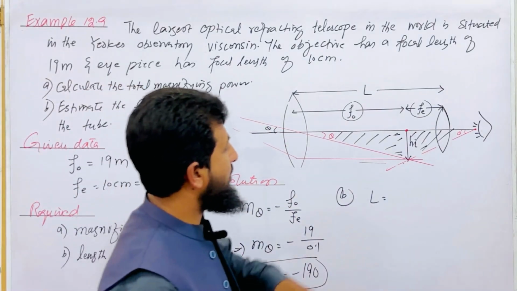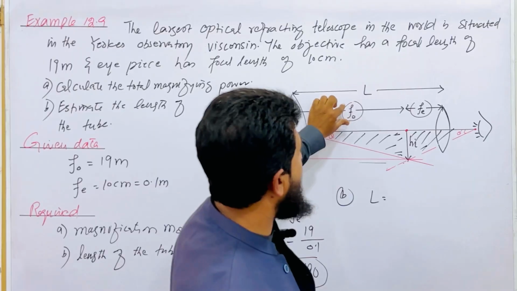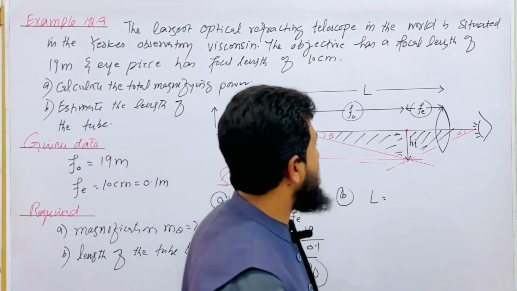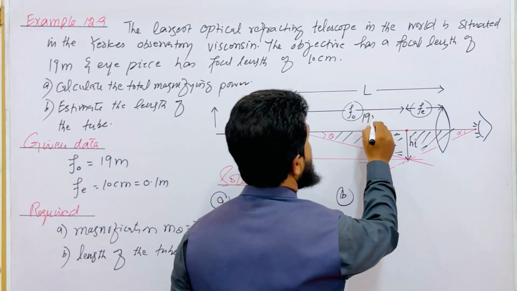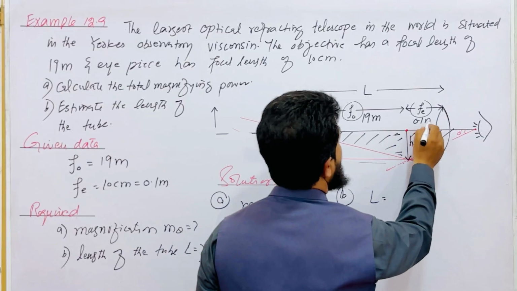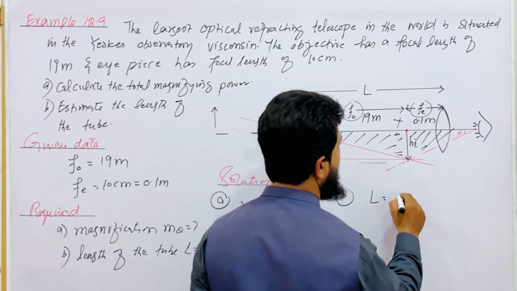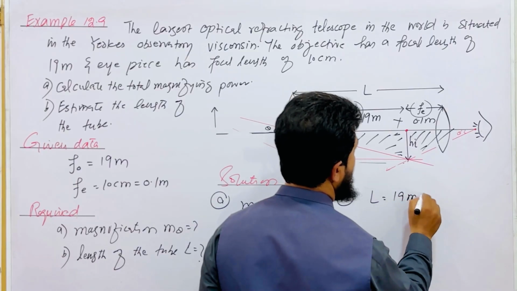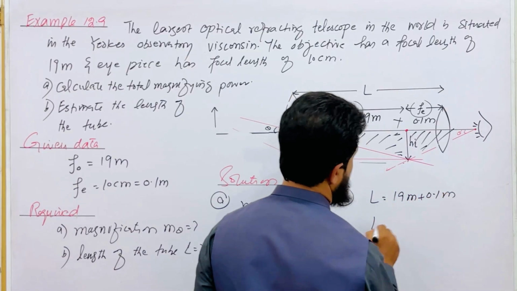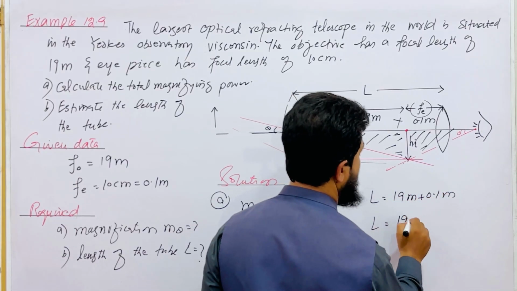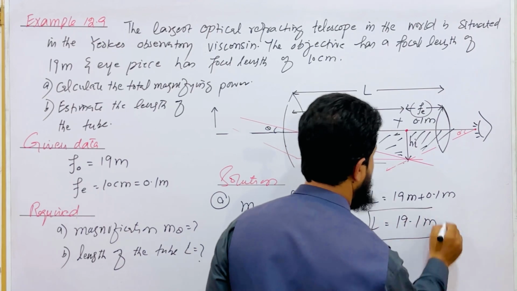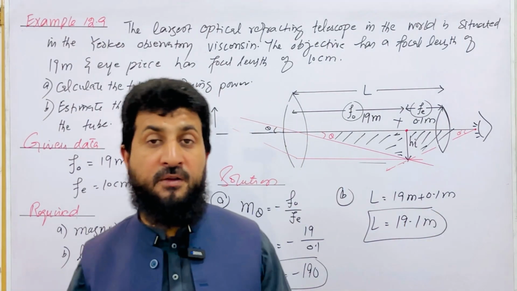तो यहाँ पर आप देखें, मैंने आपको बताया था कि लेंथ ऑफ द ट्यूब वो फोकल लेंथ ऑफ ऑब्जेक्टिव प्लस फोकल लेंथ ऑफ आई पीस, ये 19 मीटर के बराबर है, ये 0.1 मीटर के बराबर है. तो इन दोनों को हम ऐड करेंगे. लेंथ ऑफ द ट्यूब विल बी इक्वल टू 19 मीटर प्लस 0.1 मीटर. सो द लेंथ ऑफ द ट्यूब विल बी 19.1 मीटर. This will be the length of the tube of the refracting telescope.